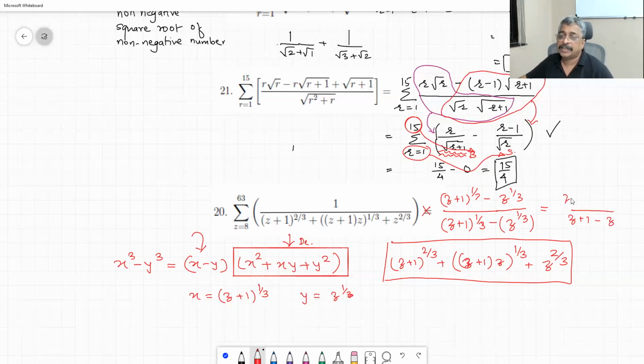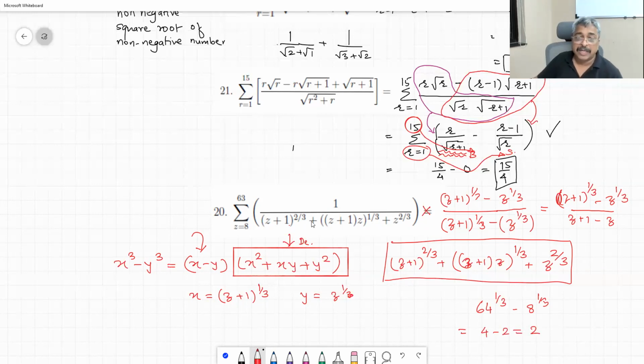And the numerator is z plus 1 raised to 1 by 3 minus z raised to 1 by 3, which is our telescopic setup. And therefore the answer is going to be: first bracket is 64 raised to 1 by 3, and second term is minus 8 raised to 1 by 3. Hence this is equal to 4 minus 2, which is 2.